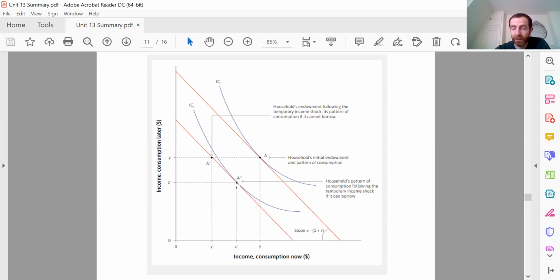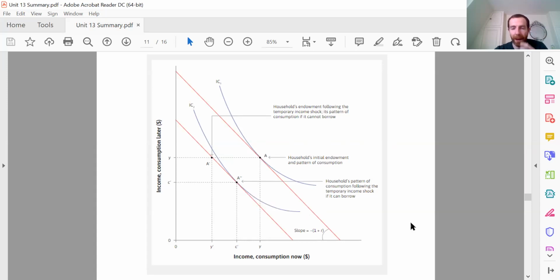And that highest possible indifference curve is where their consumption now is C prime and their consumption later on is C prime. And so what this diagram is illustrating to us is when the household can smooth their consumption, even after this shock, where they still get the same consumption now and later on, that gives them the highest level of utility. Whereas if the household can't borrow, they're stuck here, right? And if we imagine drawing an indifference curve going through this point, it would be an indifference curve that is certainly lower than the one that they could be on if they can borrow.